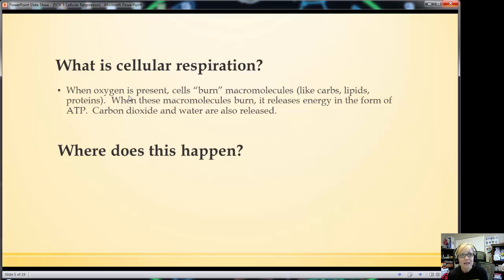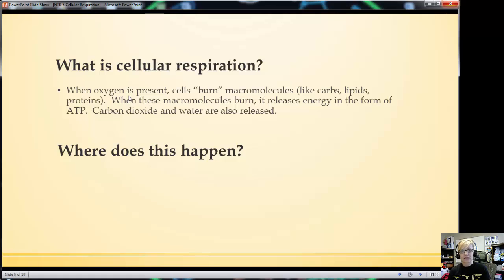So when these macromolecules literally burn inside of our cells, it releases energy in the form of ATP. Similar to how we can burn gasoline to power our cars, we can burn these macromolecules because there's a lot of carbon in there, and the bonds between the carbons are storing all of the energy. When we can release it in the form of ATP, that's the end goal of cellular respiration, because we want that ATP to power all of the activities in our cells. Now, of course, carbon dioxide and water are also released.